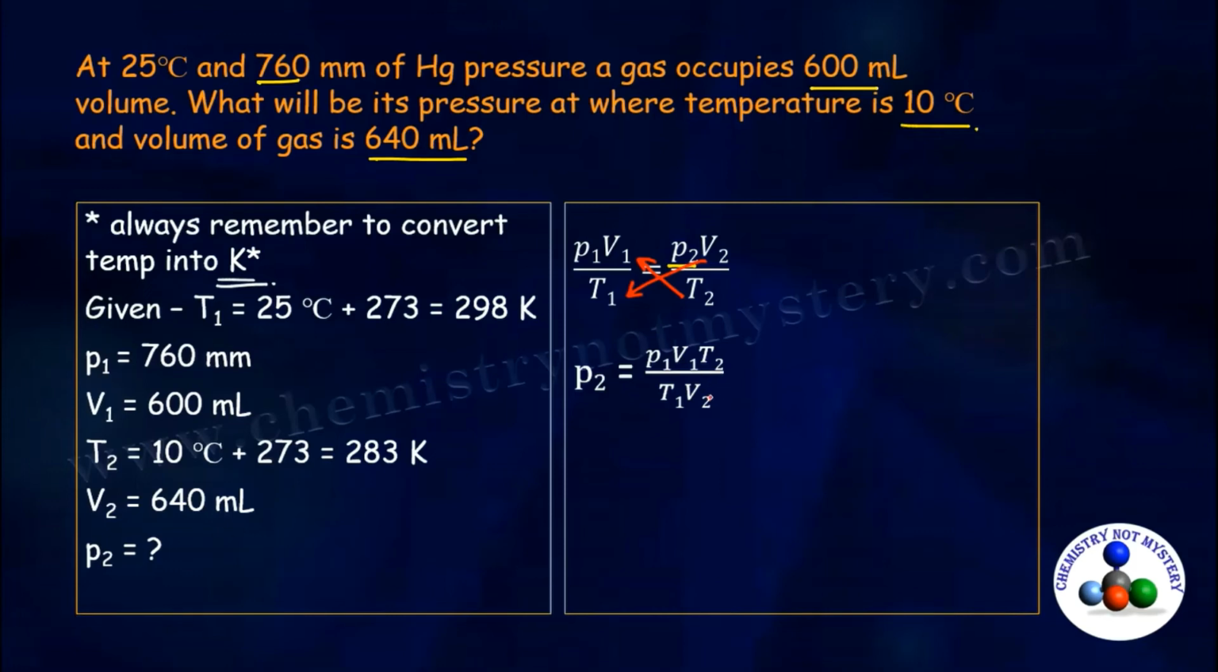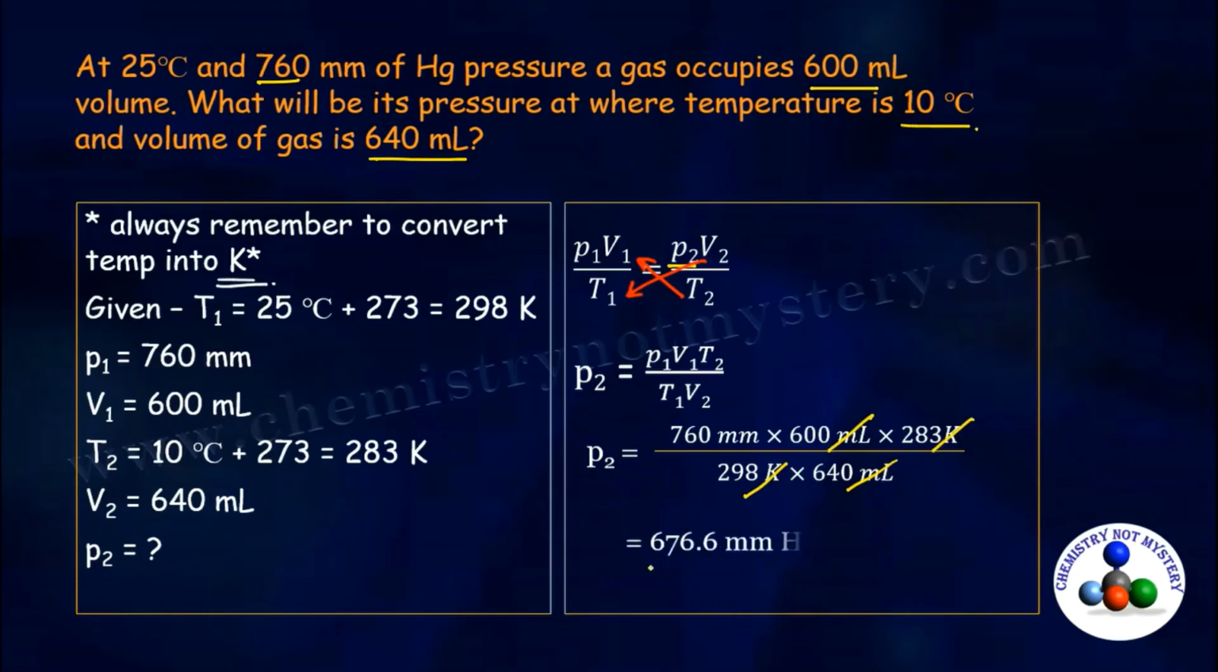Now place the values in this formula. So here you get 760 mm multiplied by 600 ml multiplied by 283 Kelvin, divided by 298 Kelvin multiplied by 640 ml. The ml will get cancelled out with ml, Kelvin will get cancelled out with Kelvin, and on solving you will get 676.6 mm Hg pressure. And it is the answer for our question.